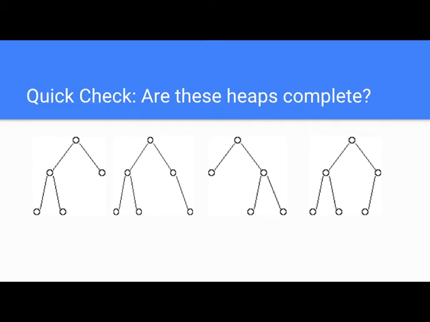So just a quick check to make sure that you understand completeness of heaps. The left one would be complete because you're filling it up from left to right. The second one would not be complete because the right child is there, but the left is null. Same thing for the third one. And then for the fourth one, it would be complete because everything is filled left to right.